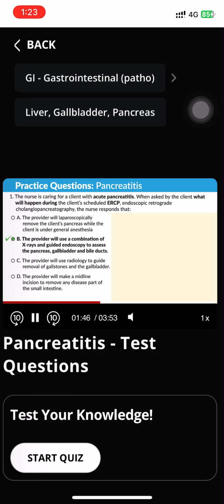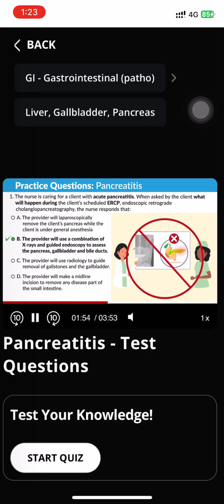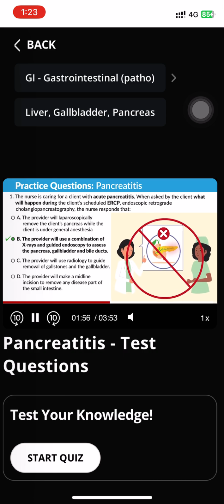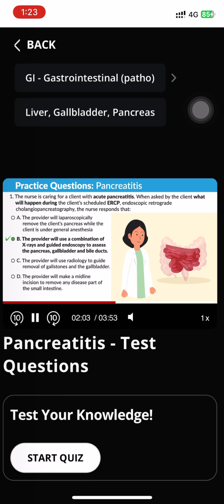Now, option C is incorrect. The provider will be using radiology to guide the removal of gallstones and the gallbladder. No, once again, no removal of the gallbladder, we're only assessing here. And option D is also incorrect. The provider will be making a midline incision to remove any diseased part of the small intestine. No incision here and no surgical cuts here.